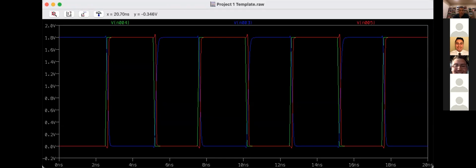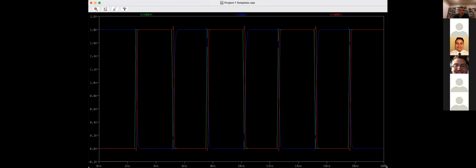So now this is with 100 femtofarad capacitance for CNT. Still nothing horrible is happening. It's still working. So, blue again is the intermediate node. The rise fall times have gotten a little longer with 100 femtofarads for CNT, but still works okay.